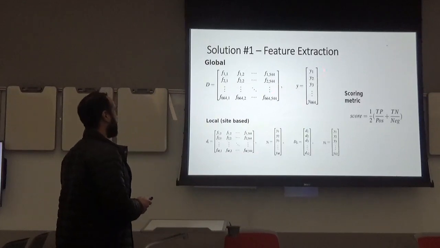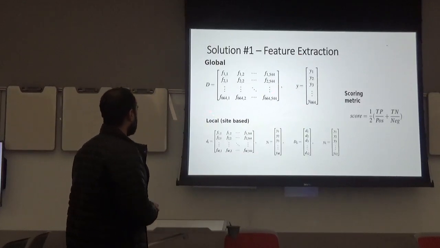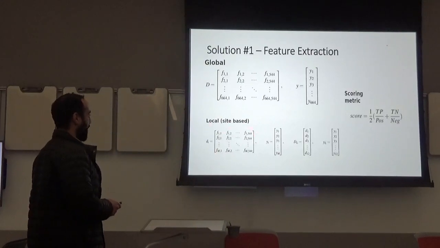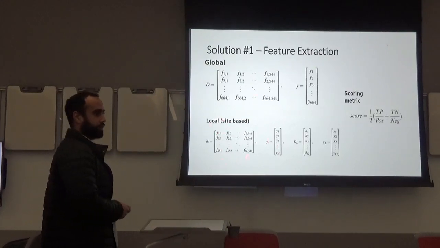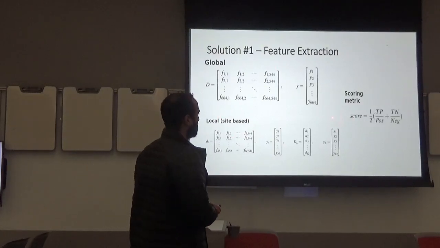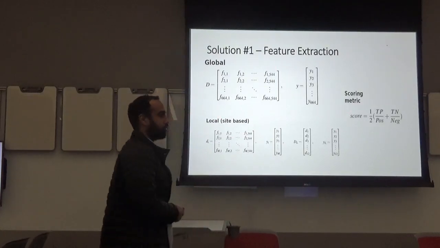And then we have the output vector. And we created two matrices, one for each site. So we have this for every site, for every hospital. And we have this for the whole data set. And the scoring metric we use is the balanced accuracy score.